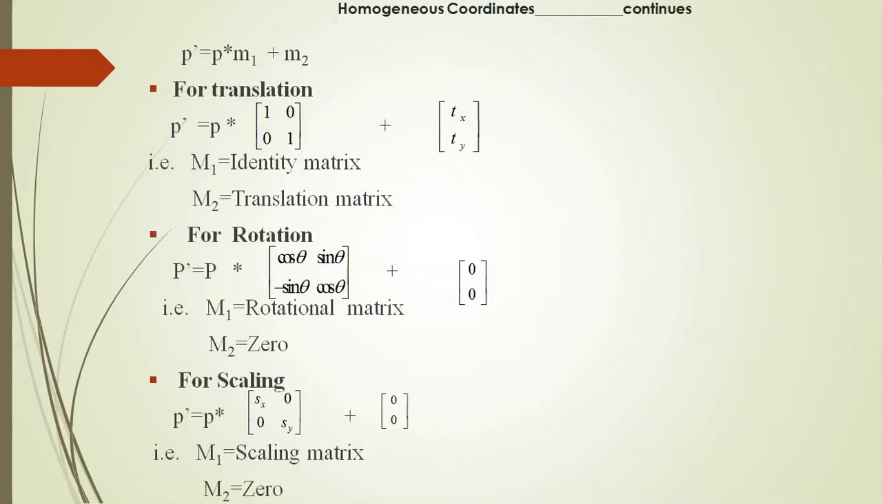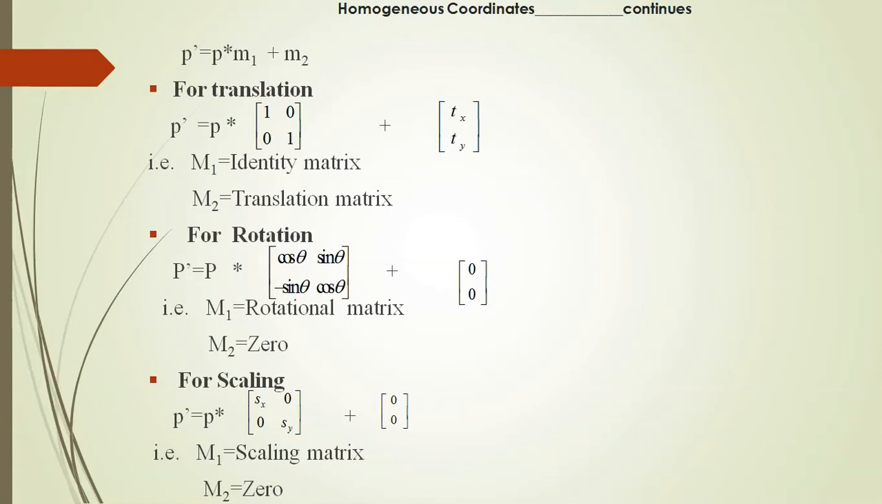In the previous session, we had many transformations, that is translation, reflection, shearing and rotation. All those transformations have different notations. All those formulas are converted into a single formula, that is P dash is equal to P into M1 plus M2. This is the general formula to represent all the transformations.